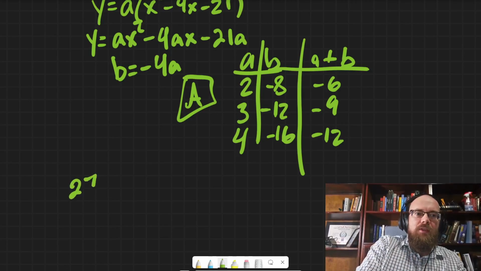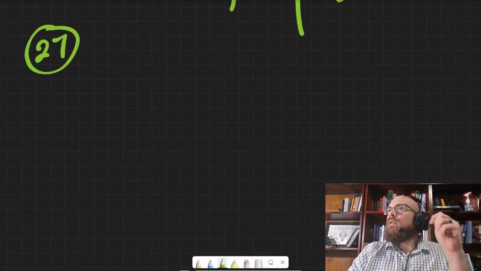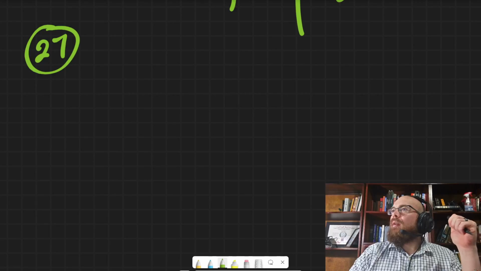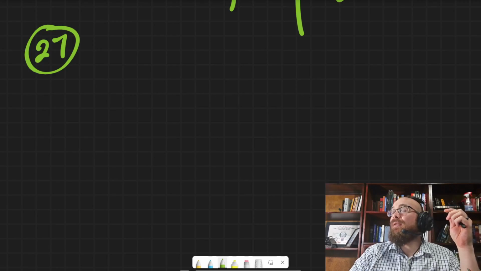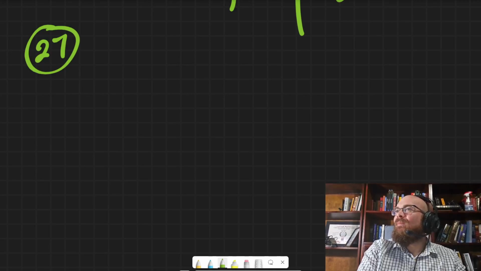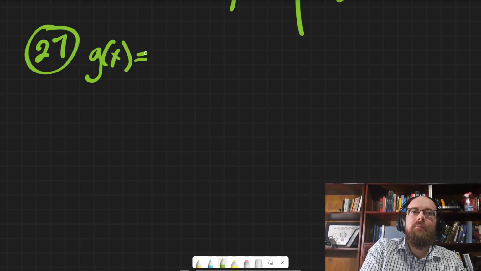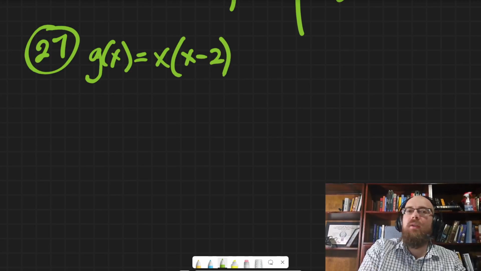And then we have the last one, 27. Here we go. Function g is defined by blah, blah, blah, blah. Okay, g of 7 minus w is 0. What is the sum of all possible values of w? Wow, this is interesting. Okay, so it's in factored form.